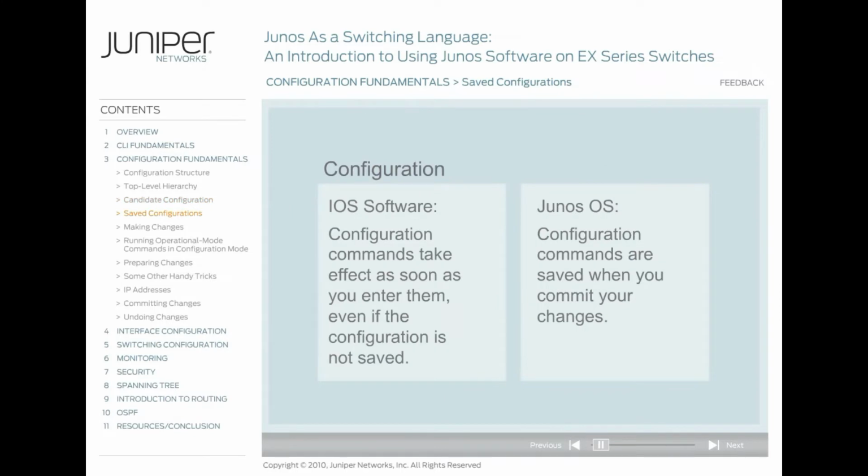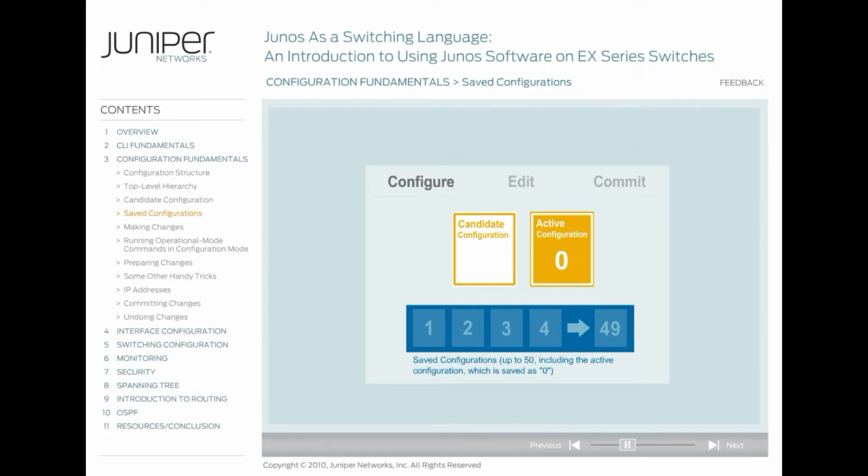In iOS, it's possible to be running a configuration that hasn't been saved, as iOS configuration commands take effect as soon as you enter them, but are only saved to the startup configuration when the user manually saves the configuration. In Junos, there's no difference between the saved configuration and running configuration. Every time you make changes to the configuration and commit them, Junos saves the new configuration and makes it active at the same time. It also keeps old copies of the configuration, 50 saved configurations in total.